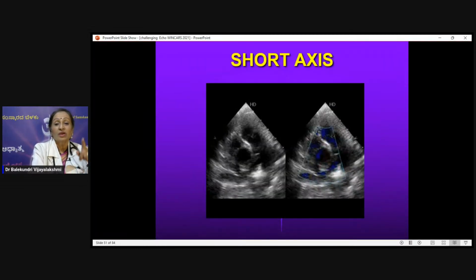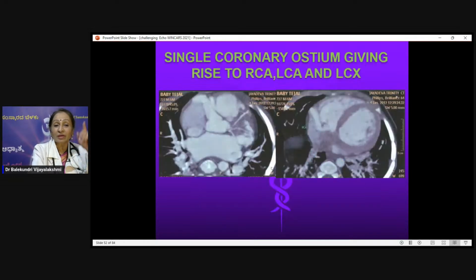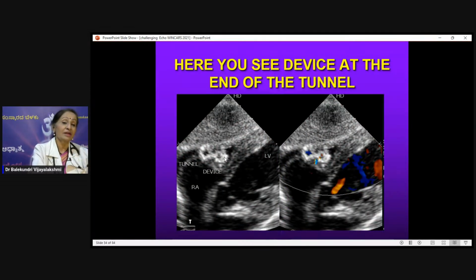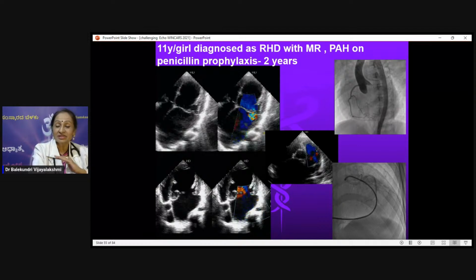So before closing, we did the coronary angiogram, and the CT was done, and that showed a single coronary ostium. So here we were very, very careful because the coronary artery should not be closed when we are putting the device. But the tunnel was on the other side, and as a result, it was very easy. And everybody says that at the end of the tunnel there is a light. So here there is a light for the patient because there is a device at the end of the tunnel, and the patient made a complete recovery. This is how congenital heart disease can be treated.